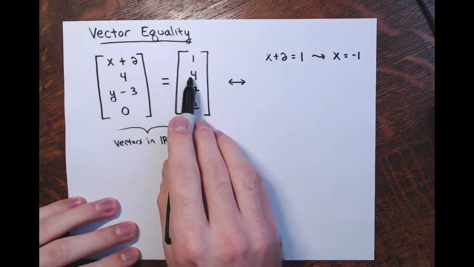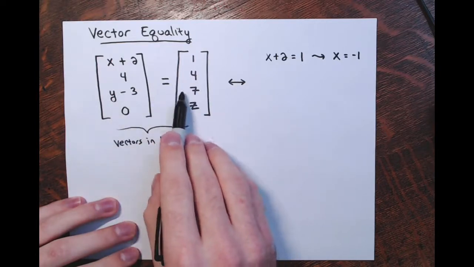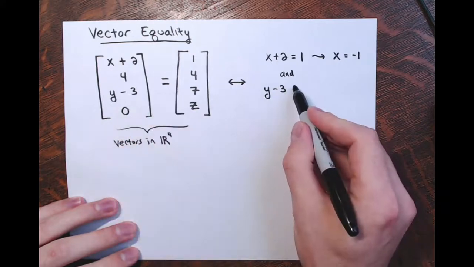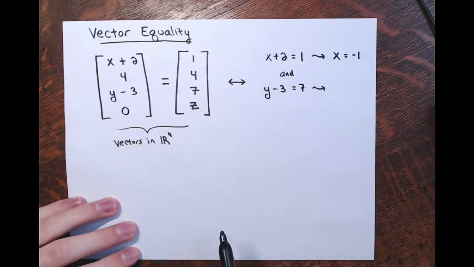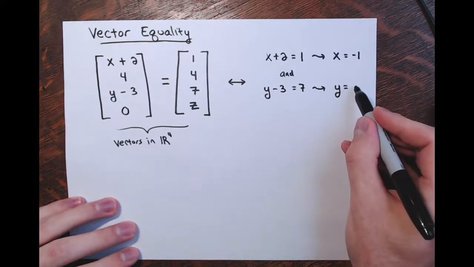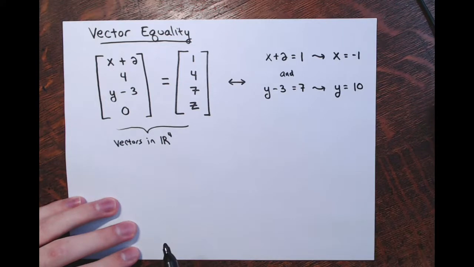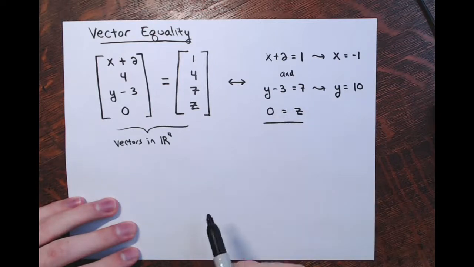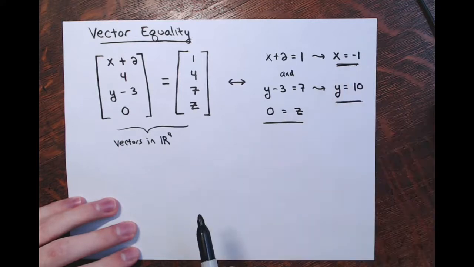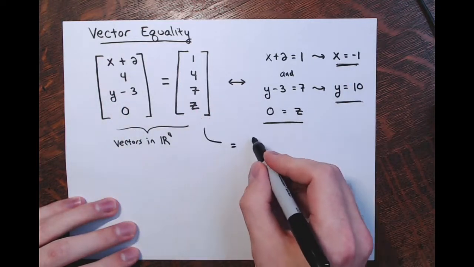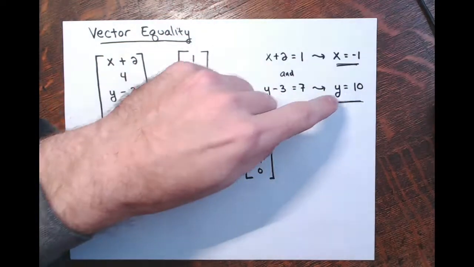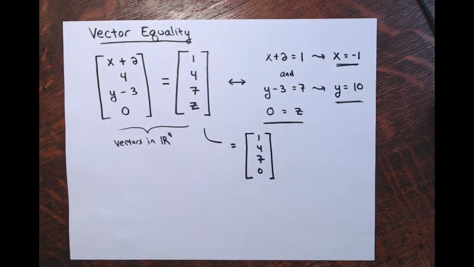The second components are already equal. They're only going to be equal if the third components are equal as well. On top of this, y minus 3, the third component on the left, needs to be equal to 7, the third component on the right, or in other words, the value of y needs to be 10. And lastly, the fourth components, only if 0 is equal to z. So if z is 0, y is 10, and x is negative 1, then both of these will be the vector from R4 with components 1, 4, 7, and 0.